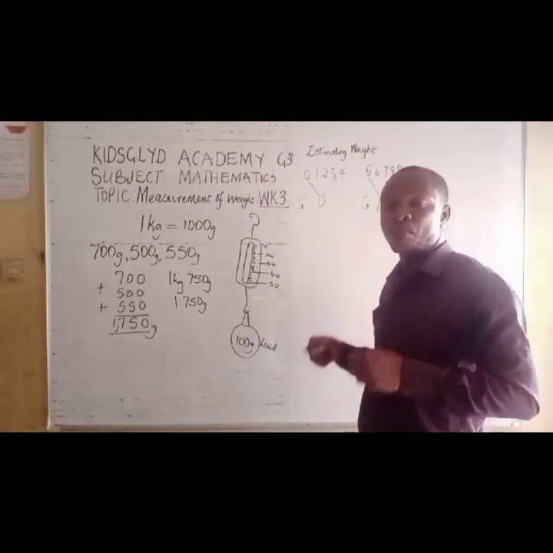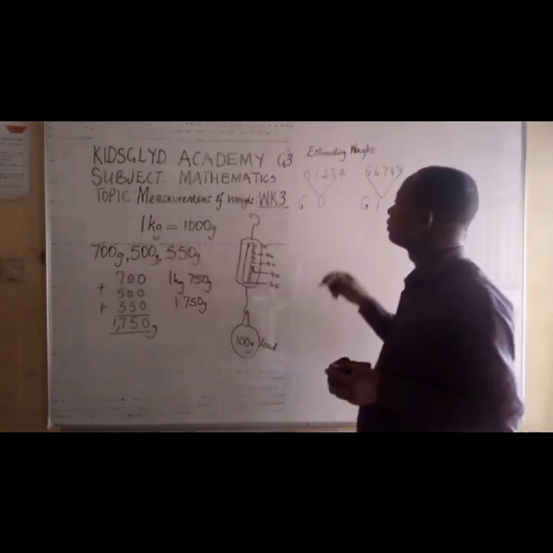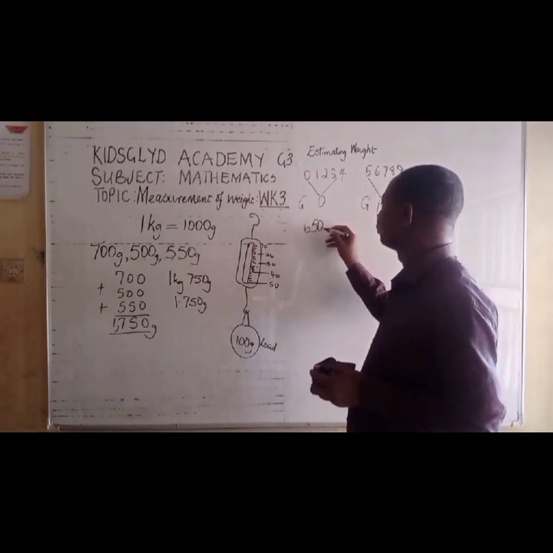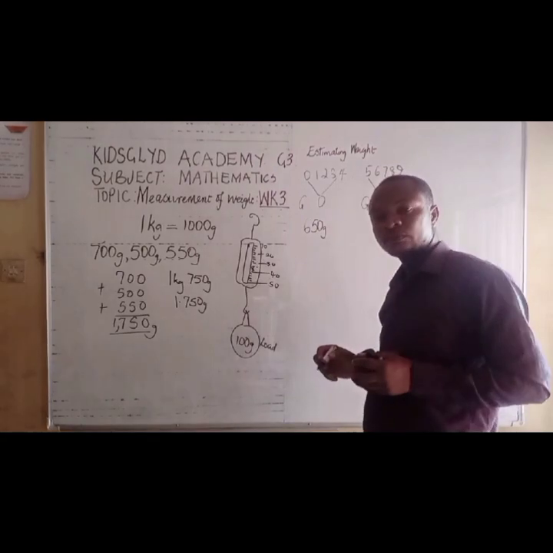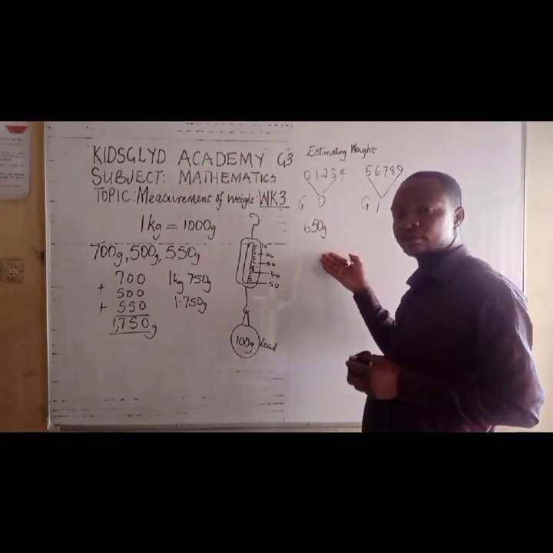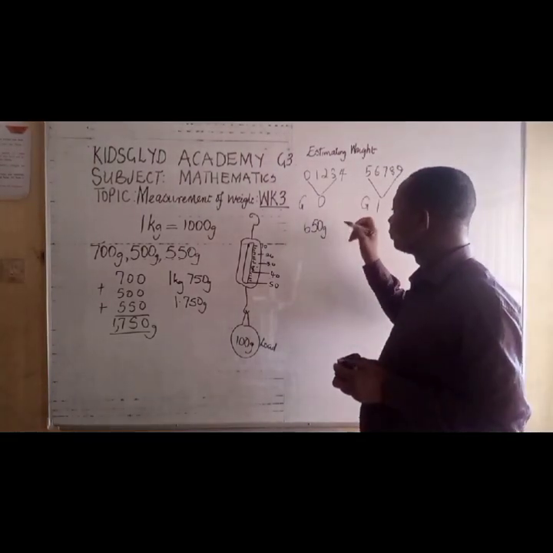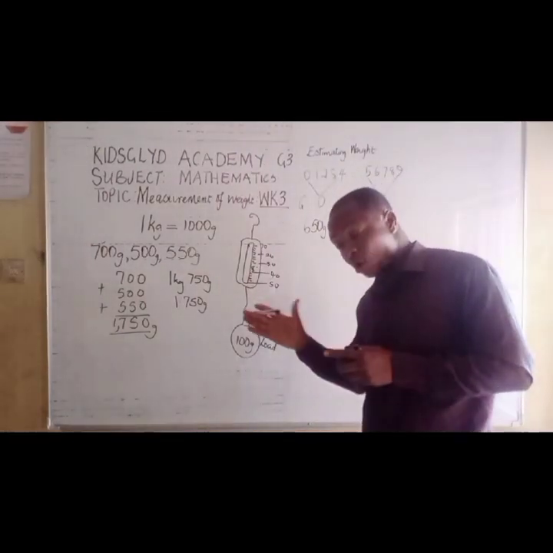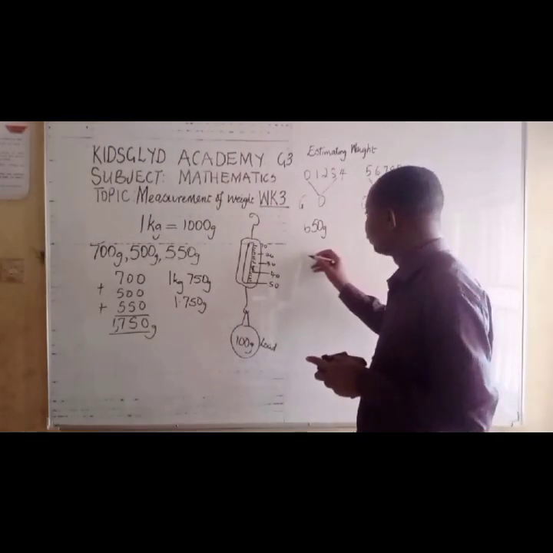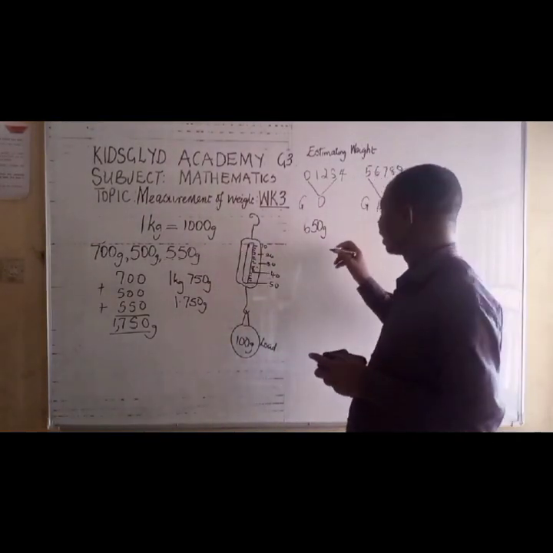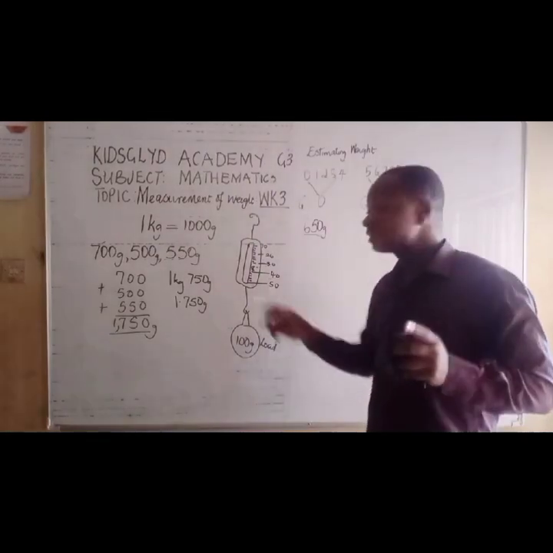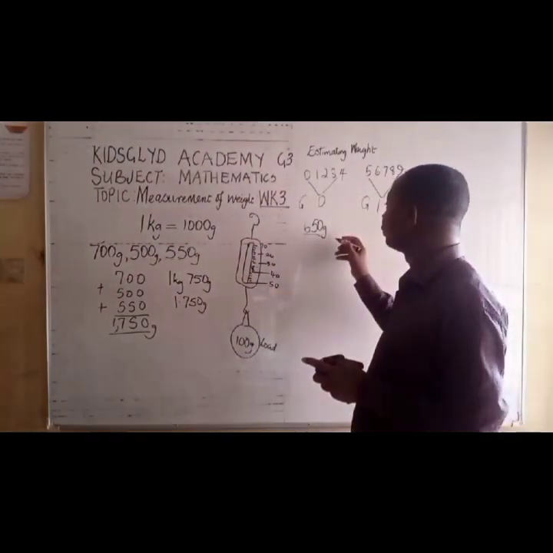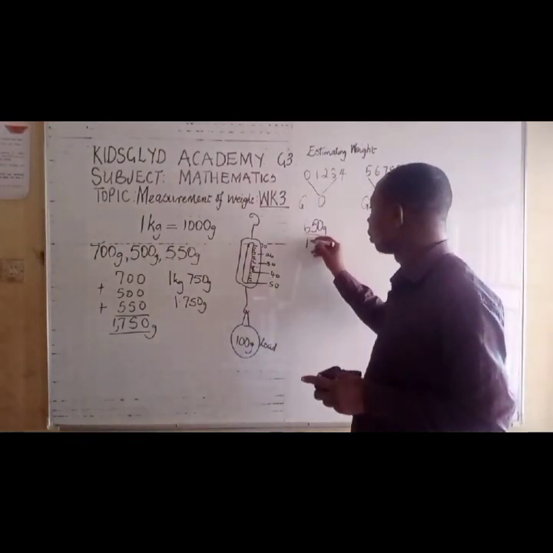a jar of palm oil weighs 650 grams. How do we estimate this? We all know that 650 grams is more than 500, because we say 1 kg means 1000 grams. We know that half of 1000 is 500. 650 is higher than 500. That means we will estimate it to be 1 kilogram.